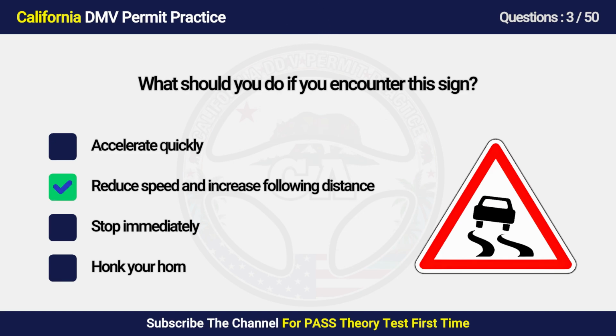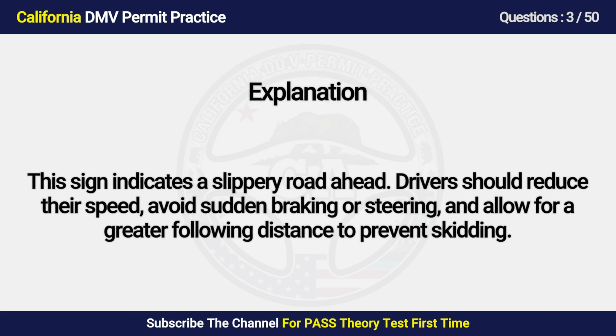Answer is B. Reduce speed and increase following distance. This sign indicates a slippery road ahead. Drivers should reduce their speed, avoid sudden braking or steering, and allow for a greater following distance to prevent skidding.